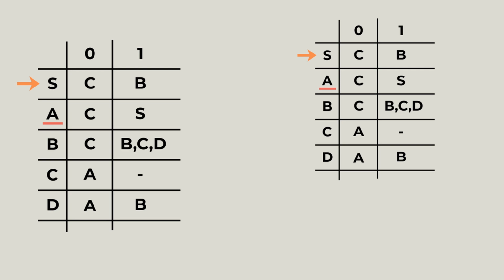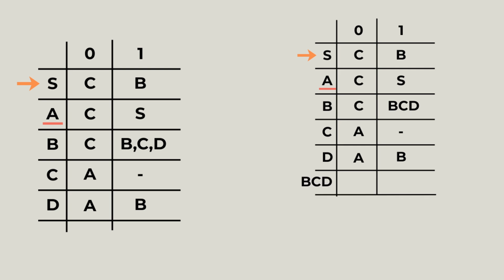Now you can see state B goes to state B, C, and D. To handle this for a DFA, we make one new state called BCD. We also modify any transitions leading to these states to make the names match.